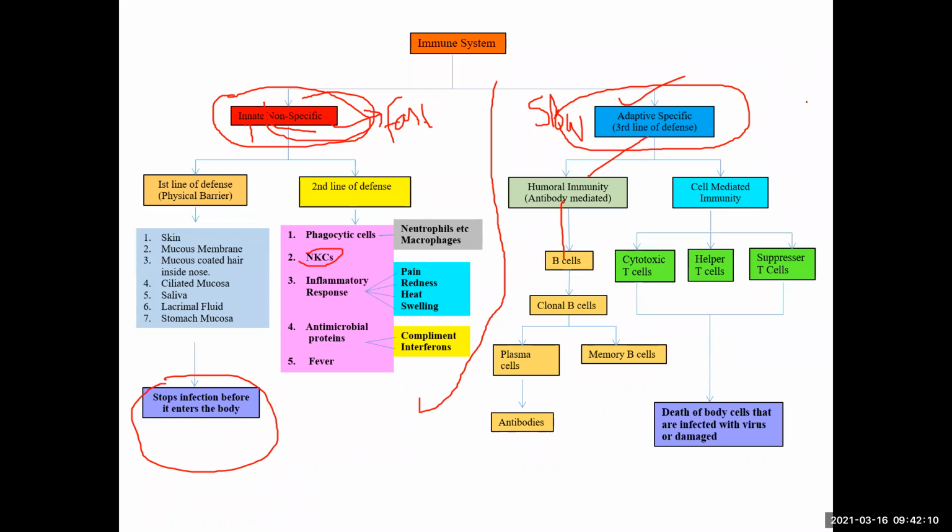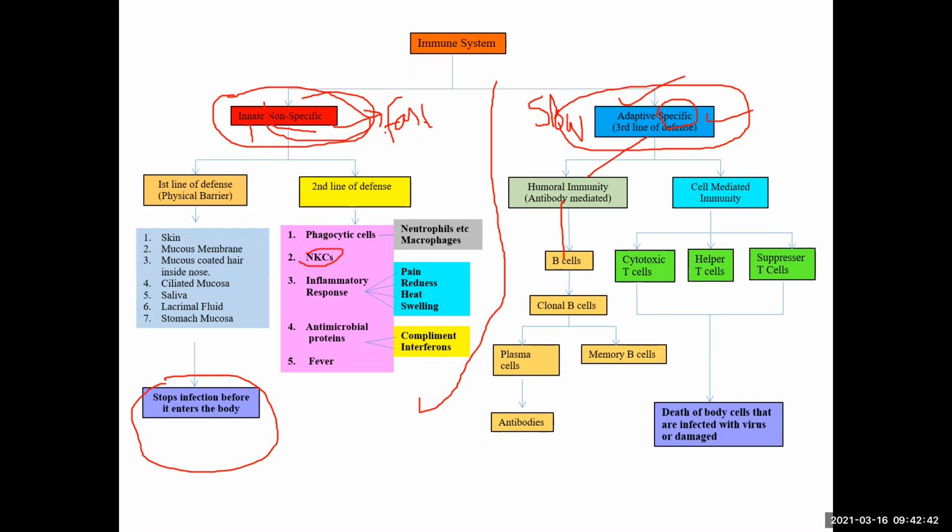While, as you will see when we discuss the adaptive response, it knows that this is the bacteria, this is the coronavirus, and I need to produce a response against this particular coronavirus. And that's why it's called a specific one. That's why the word specific is used for this, okay?